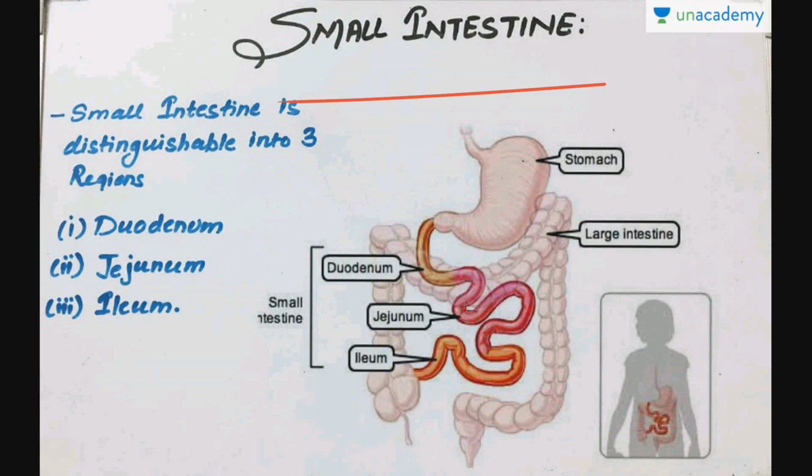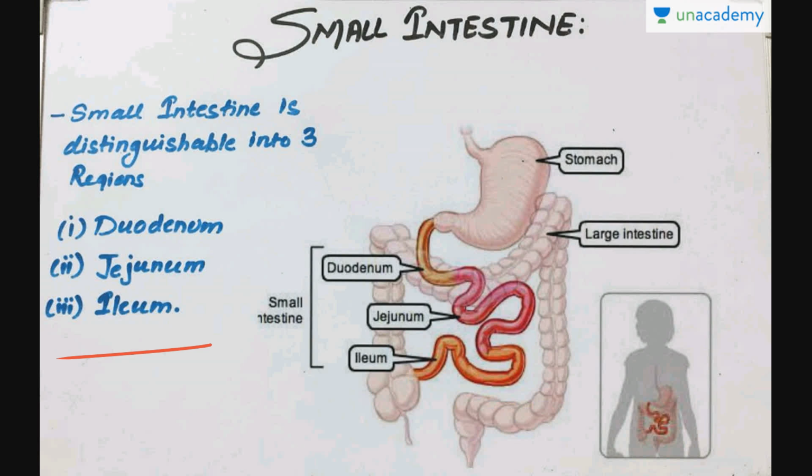The small intestine is distinguishable into three regions: the duodenum, jejunum, and the ileum. The small intestine in humans is about 6 to 7 meters. The first part, duodenum, is U-shaped and is 25 to 38 centimeters. Then comes the long coiled middle portion, the jejunum, which is about 2.5 meters. Then the ileum, which is 2 to 4 meters long.